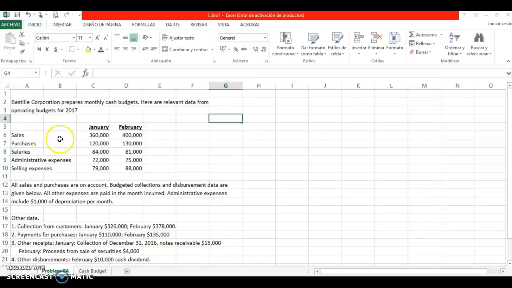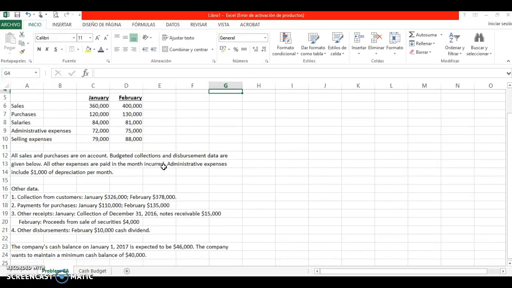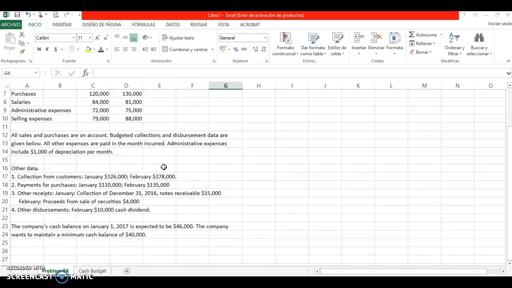You have a list of sales, purchases, salaries, administrative expenses, and selling expenses for both January and February. And it reads, all sales and purchases are on account. Budgeted collections and disbursement data are given below. All other expenses are paid in the month incurred. Administrative expenses include $1,000 of depreciation per month. Other data says, number 1, collection from customers, payments for purchases, other receipts, other disbursements.